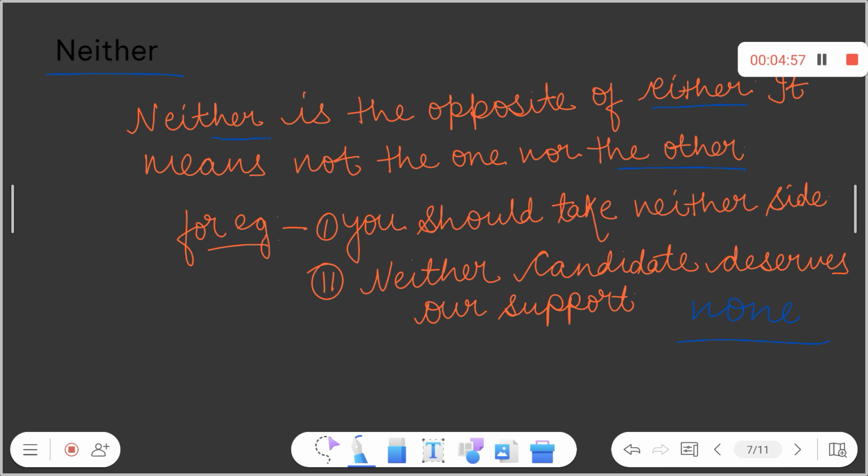For example, if I say, you should take neither side, and neither candidate deserves our support. So when I say neither candidate deserves our support, that means none of the candidates deserves our support. Here I am saying you should take neither side, so you shouldn't take any of the sides.